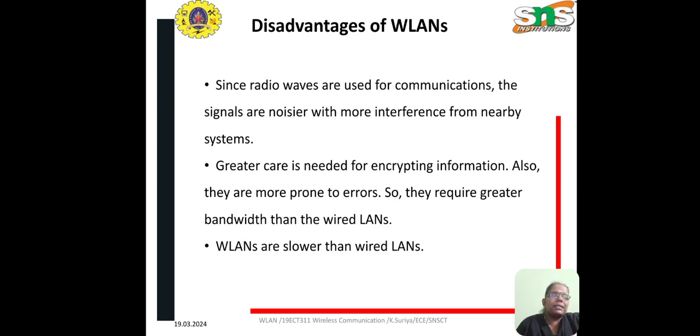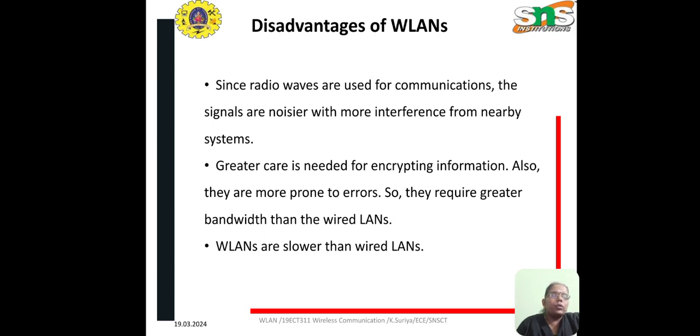There are some disadvantages. Since radio waves are used for communication, the signals are very noisy, so more interference will be there from nearby systems. Greater care is needed for encrypting the information because it is wireless, so any third person can access the data. More security has to be provided for very confidential data which is transmitted using wireless LAN.